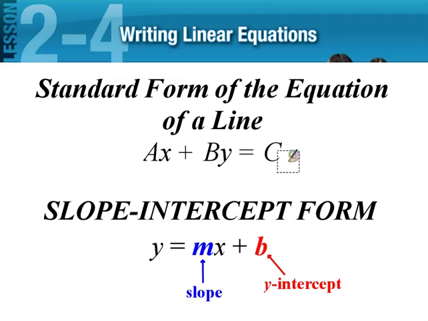All right, the slope-intercept form is the next one we're going to look at today, and that's used when you know the slope and the y-intercept. It's y equals mx plus b. M is the slope and b is the y-intercept. Okay, so let's go ahead and look at an example.